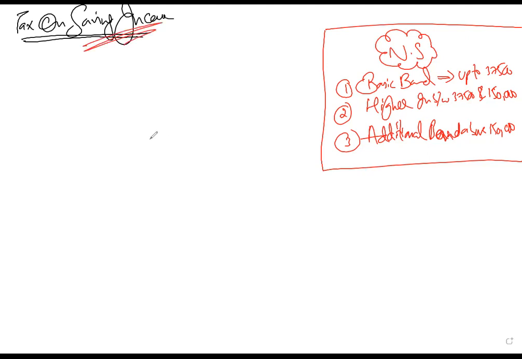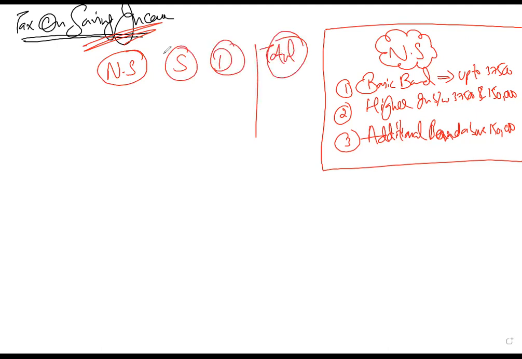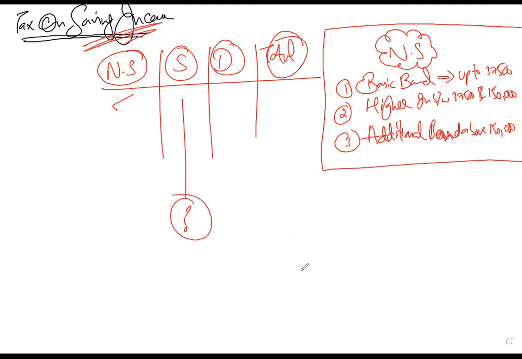As you remember, our main format has three columns. The first column was non-savings, then savings, then dividend, and the last column is total. That was our format. We know how to calculate taxable income, and how to calculate tax on non-savings incomes. But what about savings income? How to calculate tax on savings income? This is our today's class.